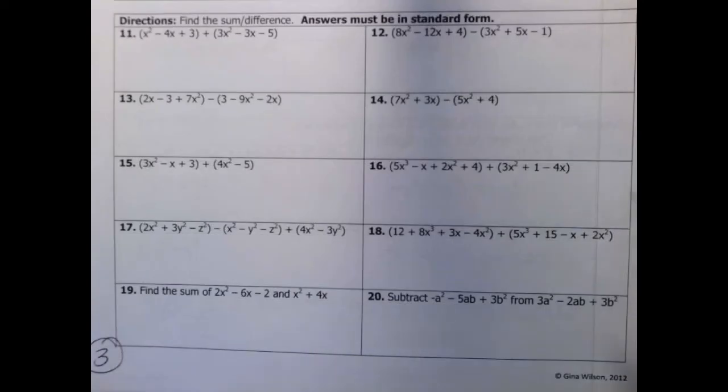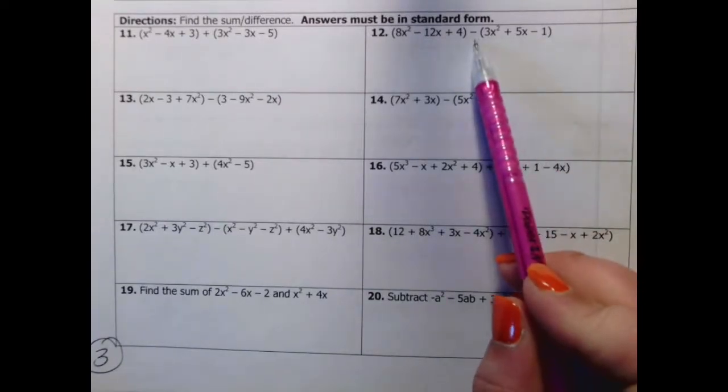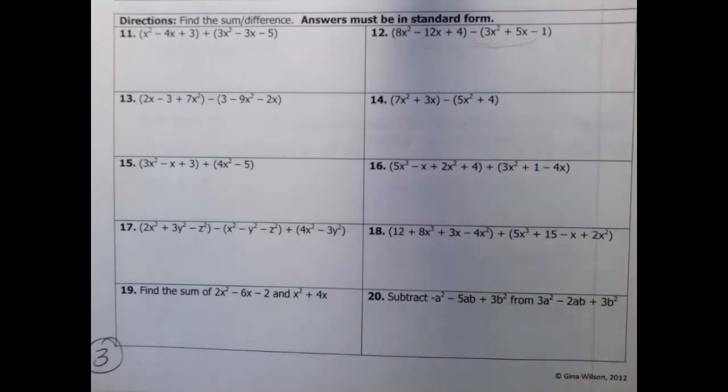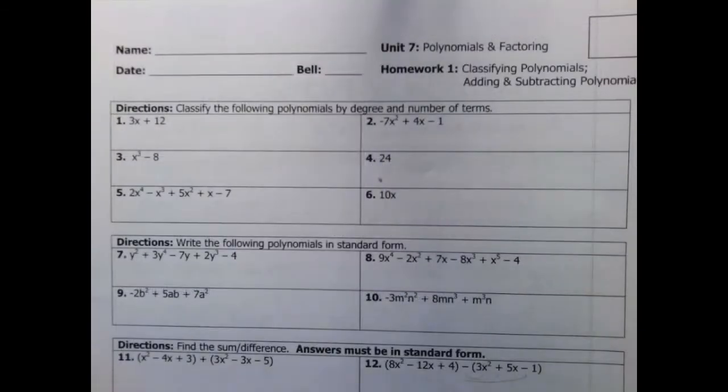The bottom of the page, numbers 11 through 20, you are going to be adding or subtracting each polynomial, and you want your answer to be in standard form. When you're adding or subtracting, you're going to take whatever's outside the parentheses and distribute it to all terms inside the parentheses. And then you're combining like terms. Like terms are those that have the same variables with the same exponents. I am going to go over a couple examples with you.